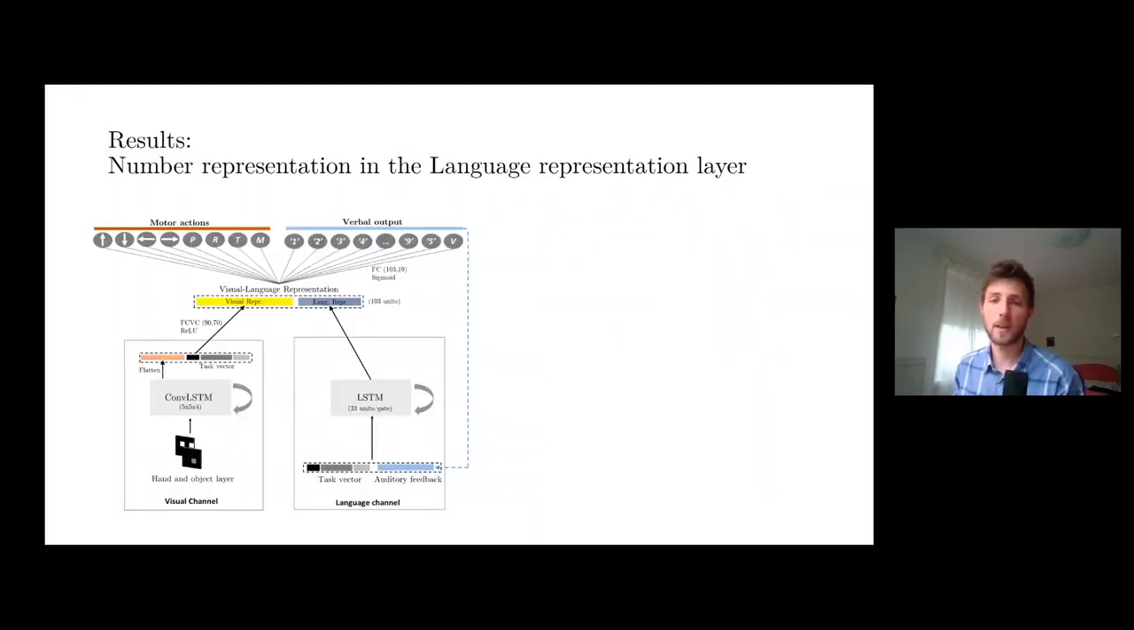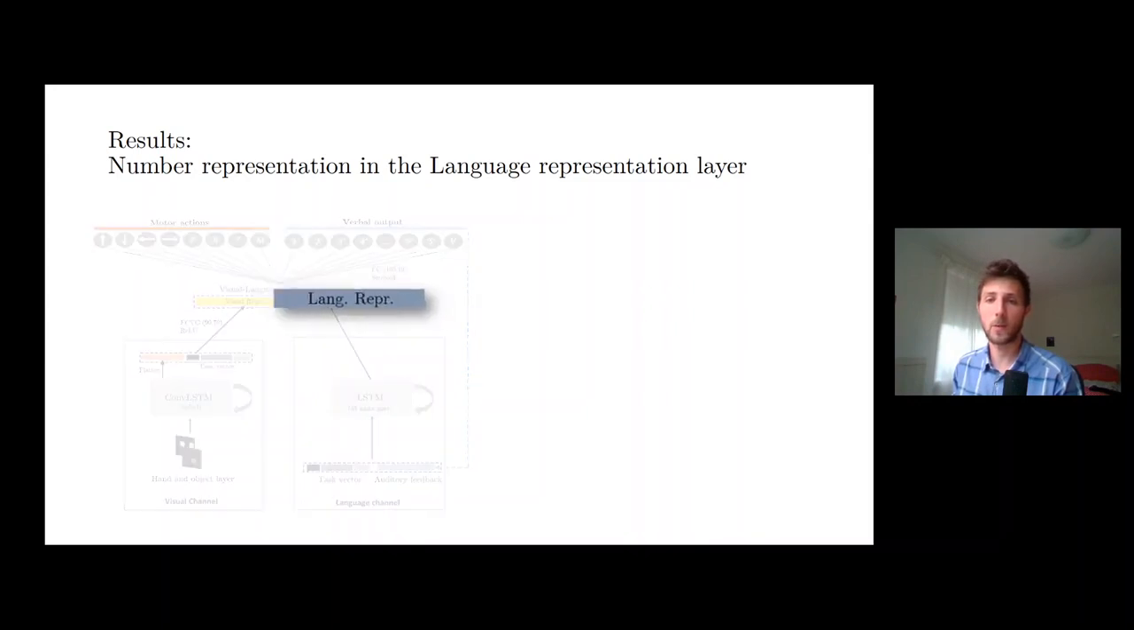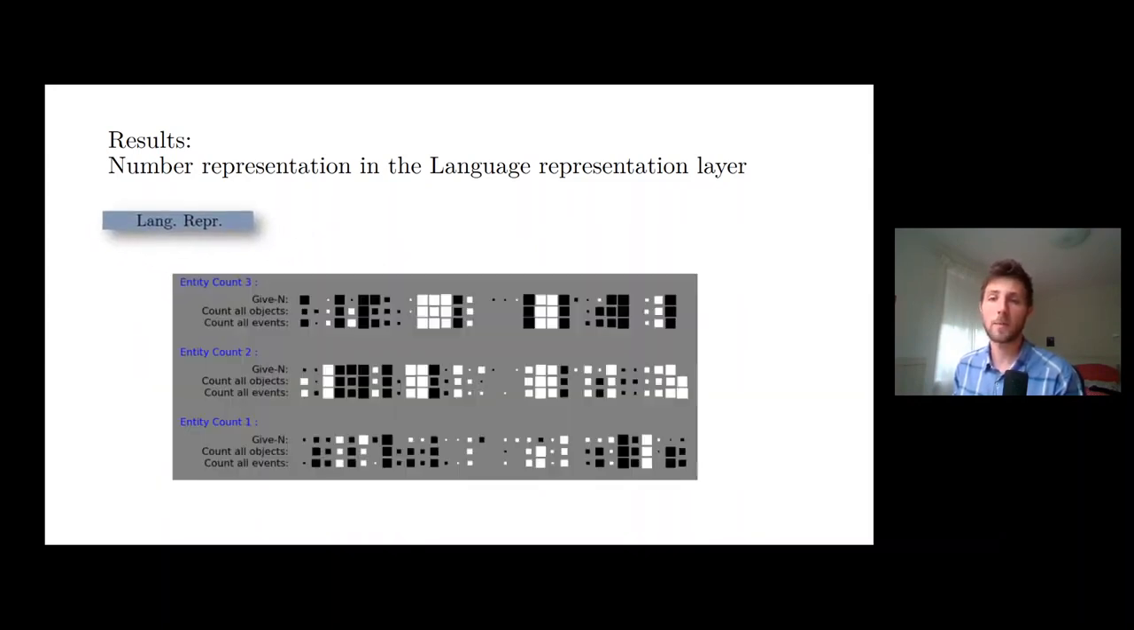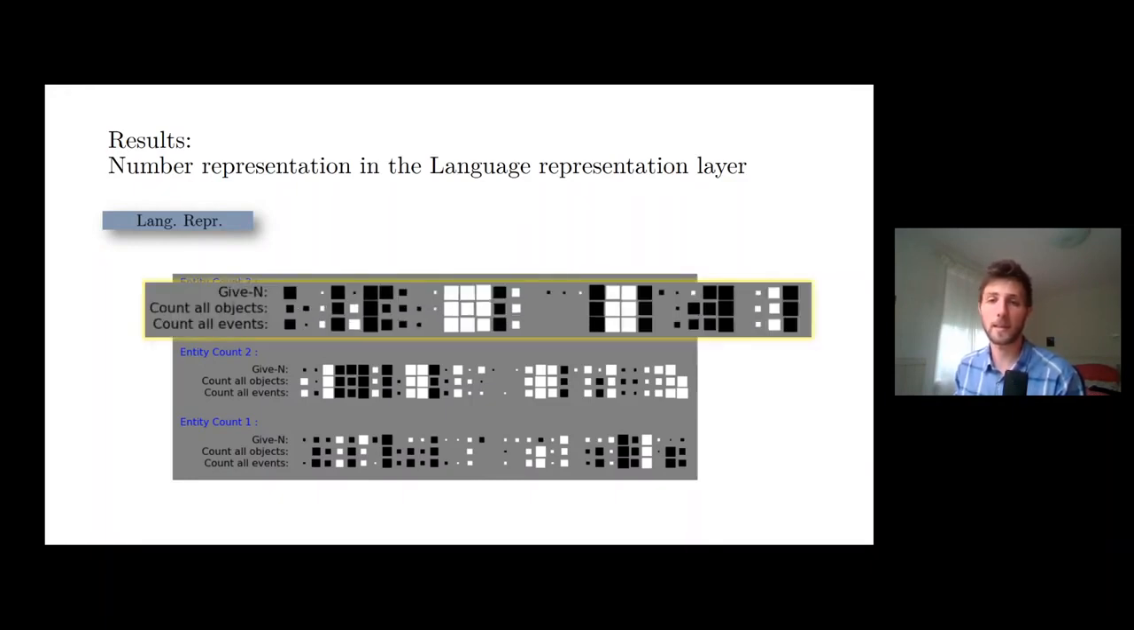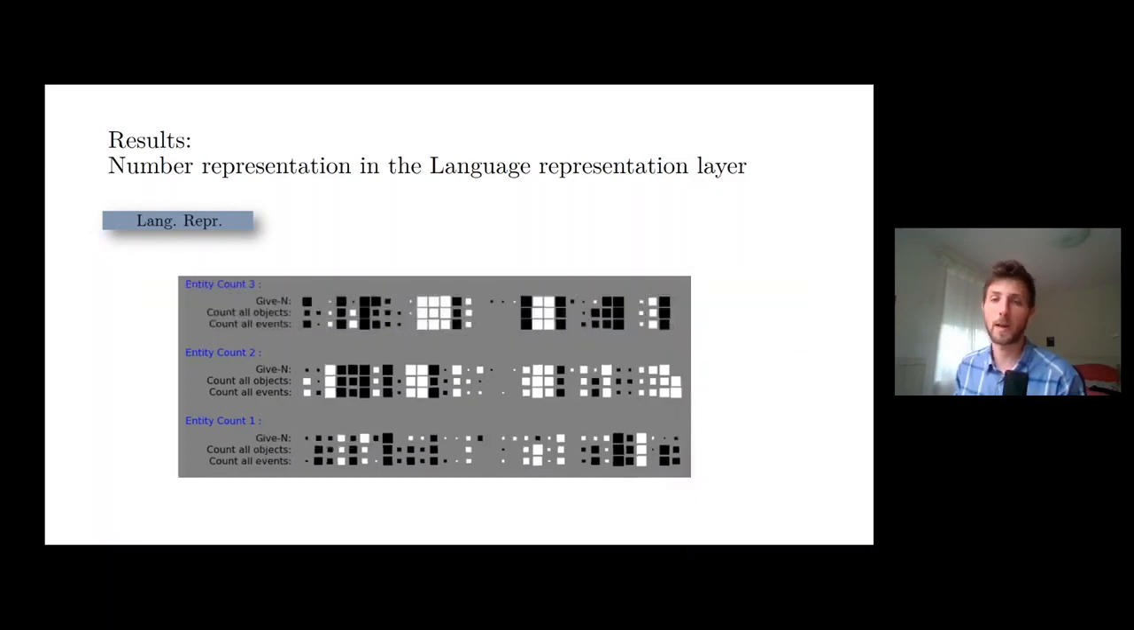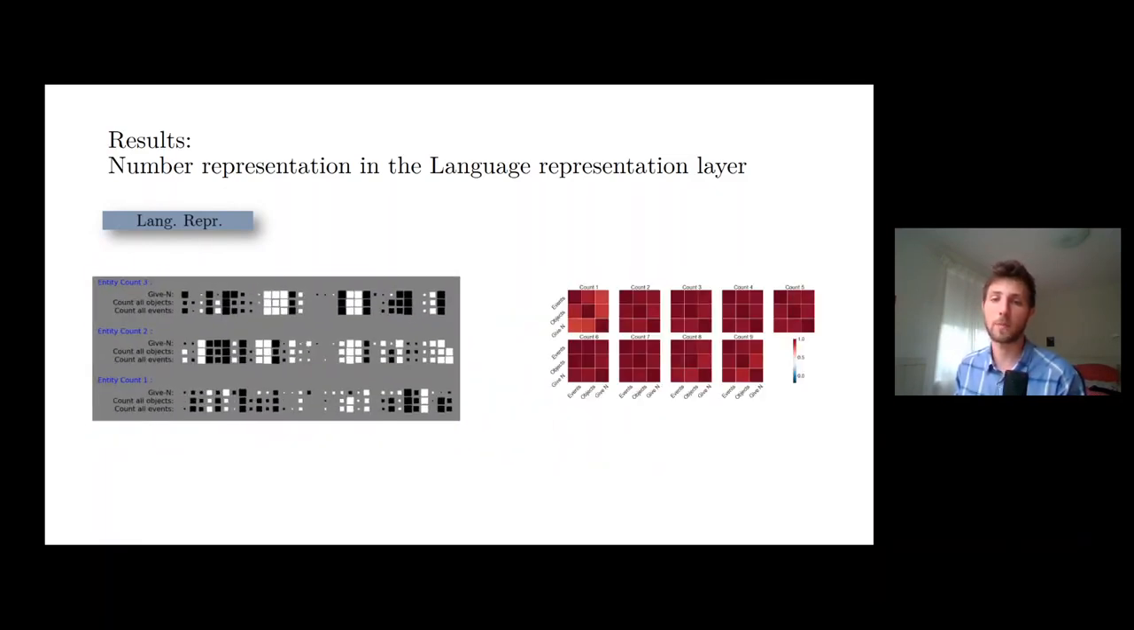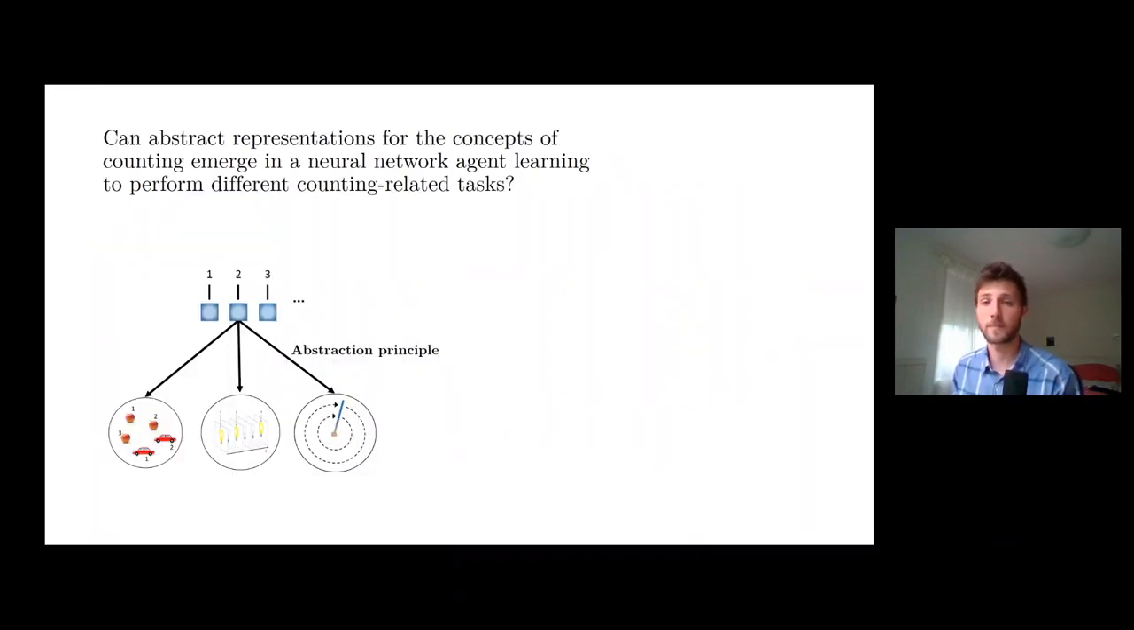Similar analysis on the language representation of the network. The Hinton diagram and correlation matrices revealed first that the numbers are represented in the language channel, and second that the number representation is shared over all tasks, which was supported by the high correlation between the activation patterns for same numbers in different tasks.